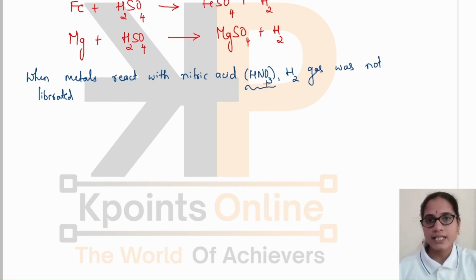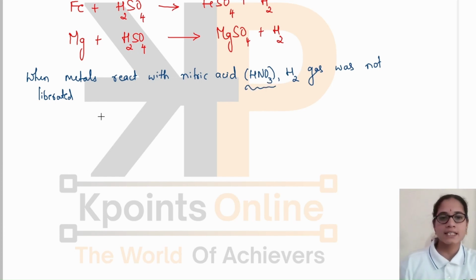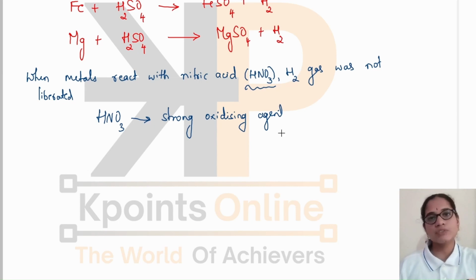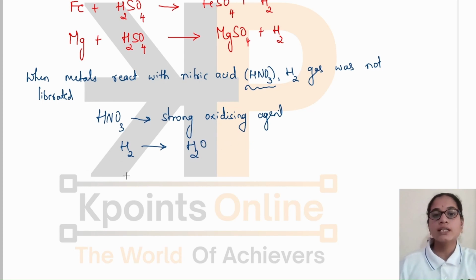We know that nitric acid, HNO3, is a very strong oxidizing agent. What happens? The hydrogen which is formed during the reaction is oxidized to water when nitric acid is used in the reaction. And nitric acid reduces itself to an oxide of nitrogen like nitrogen dioxide, NO, or HNO2 in this way.